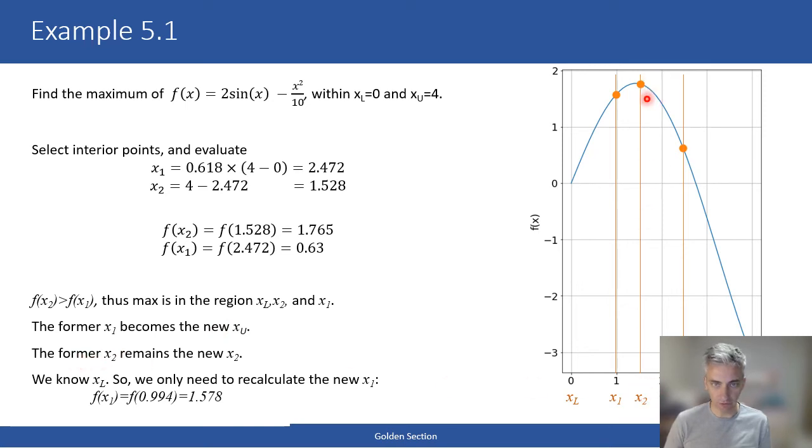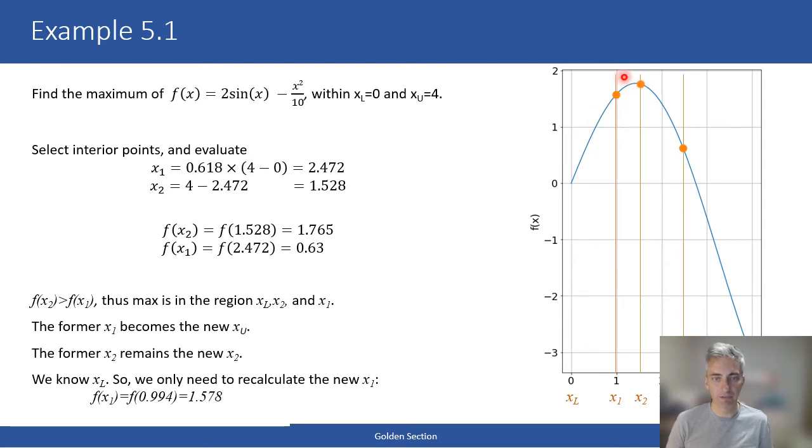x2 has not changed. It's still in the same position. We also know the lower bound position, xl, hasn't changed. The only thing we don't have is the fourth value, x1. So we can choose that again strategically. We need to go 61.8% of the way across from xu to xl. That turns out to be x equals 0.994, so very close to 1. We can calculate the value of the function at x equals 0.994, and we can now see that we're kind of honing in on where the peak is.